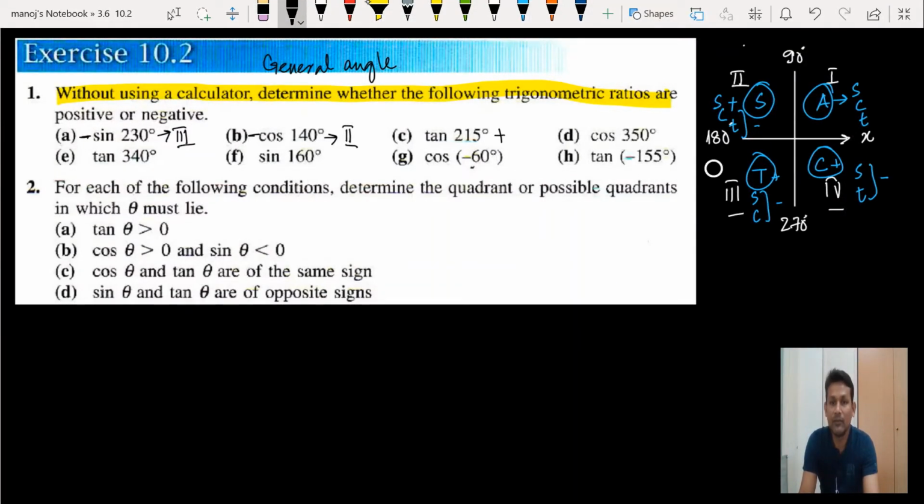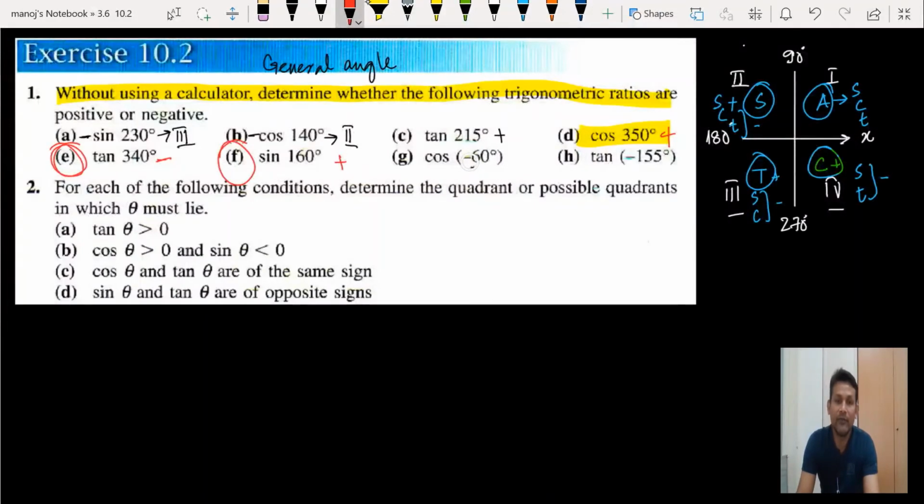When you're talking about part D, 350 degrees is lying in the fourth quadrant. In the fourth quadrant, cos is positive, so we write this is positive. In part E, 340 lies in the fourth quadrant, and in the fourth quadrant tan is negative. Sine 160 lies in the second quadrant and sine is positive. This is the way you just have to write negative or positive.